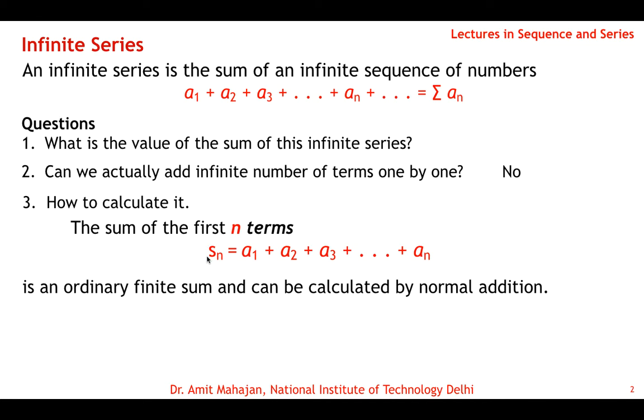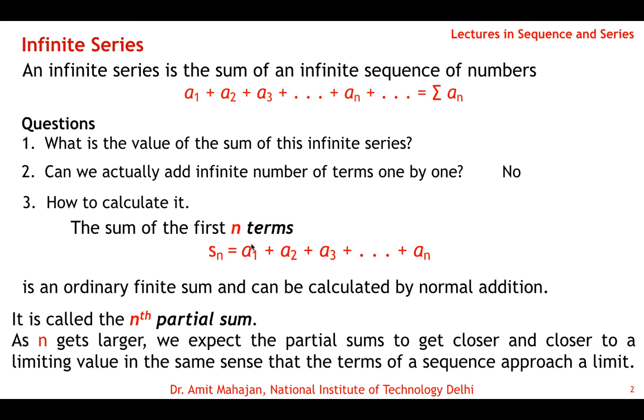To calculate this sum, we define Sn, which is the sum of the first n terms, given by Sn, the sum of the first n terms from this series a1 plus a2 plus a3 plus so on up to an. This is ordinarily a finite sum and can be calculated by normal addition. The sum of n terms is called the nth partial sum, and as n gets larger, we expect this nth partial sum to get closer and closer to a limiting value, in the same sense that the terms of a sequence approach a limit.